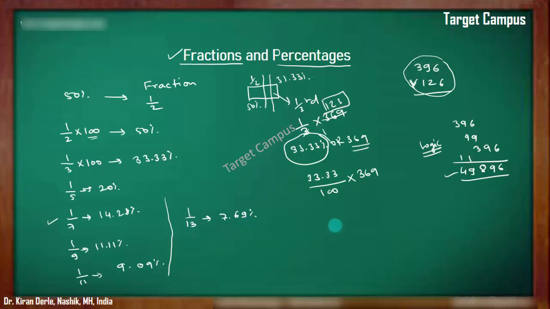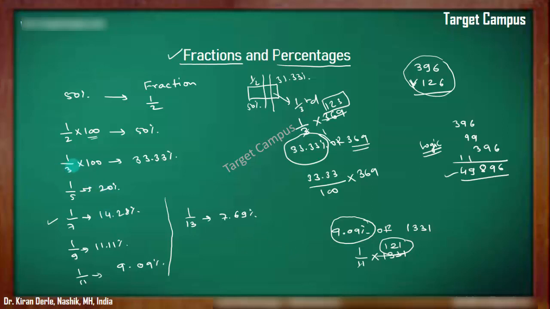So if someone asks you what is 9.09% of 1331, if you have some practice, you'll understand by observing that this is nothing but 1 by 11. So we have to calculate 1 by 11 of 1331. So this is 11 1s are 11, 11 2s are 22, and 1, 121. So 9.09% of 1331 is 121. This is the help we get from these fractions.